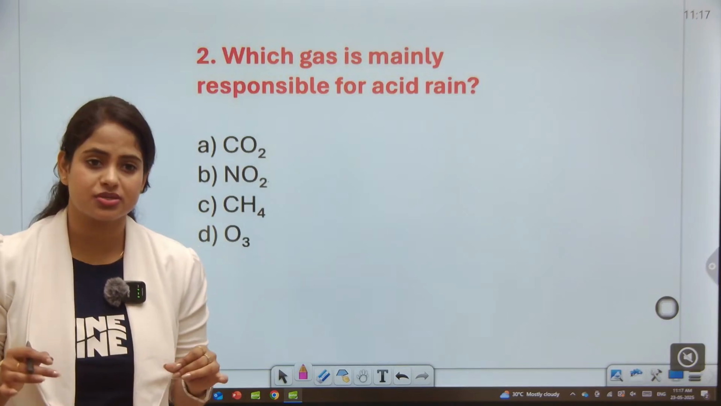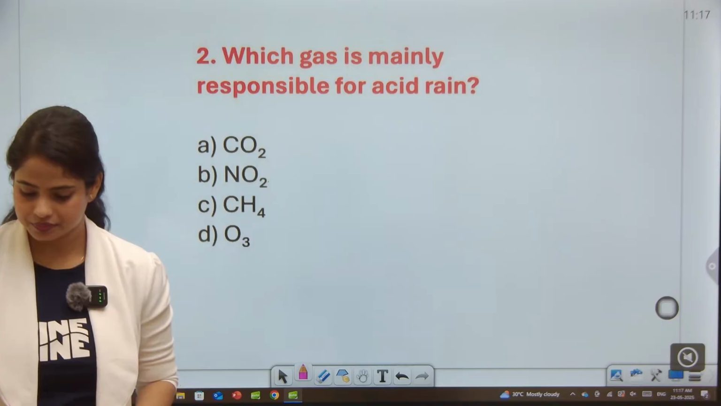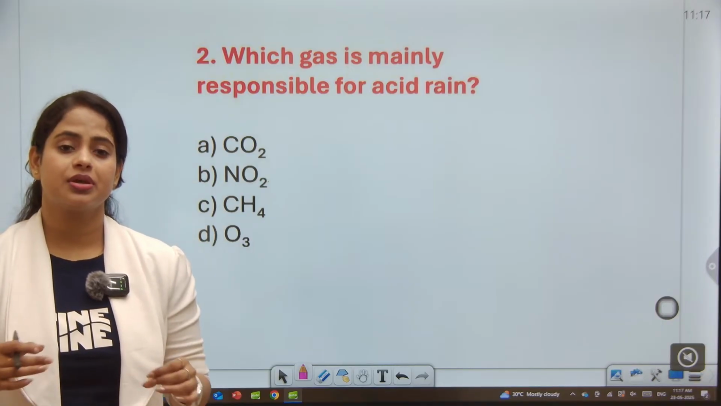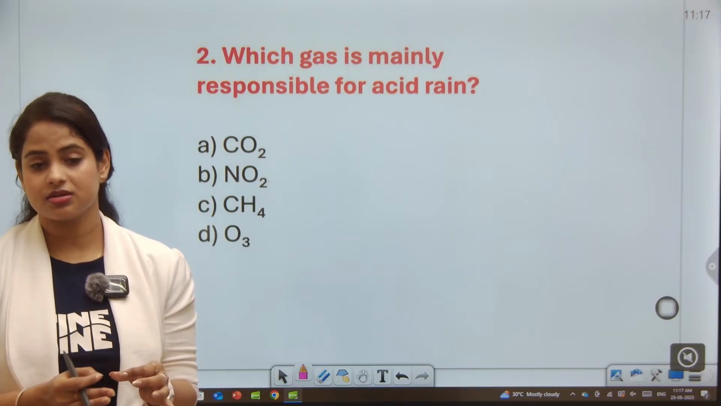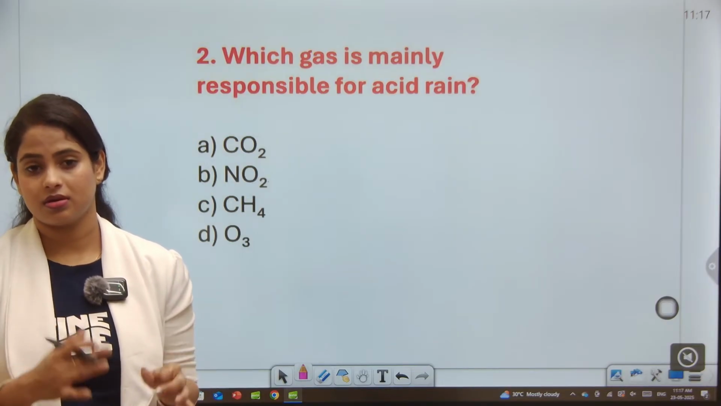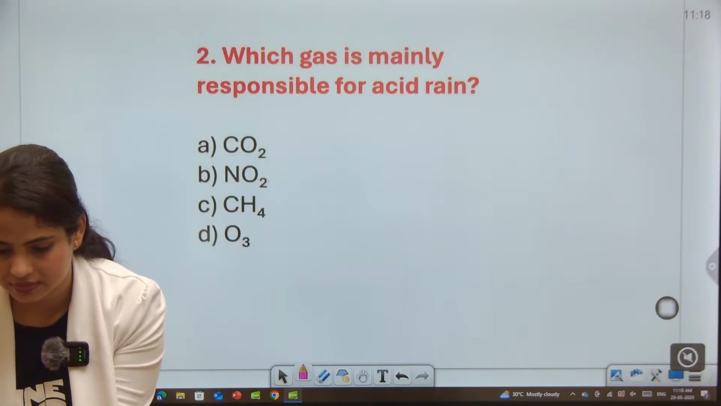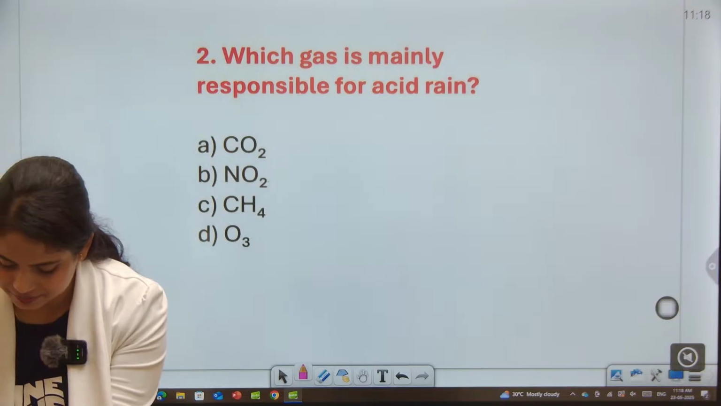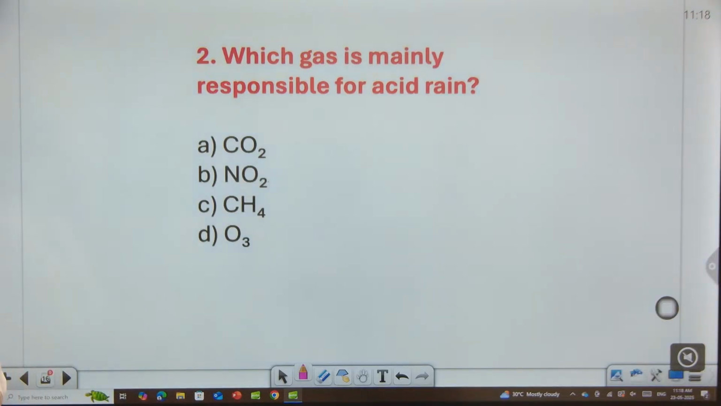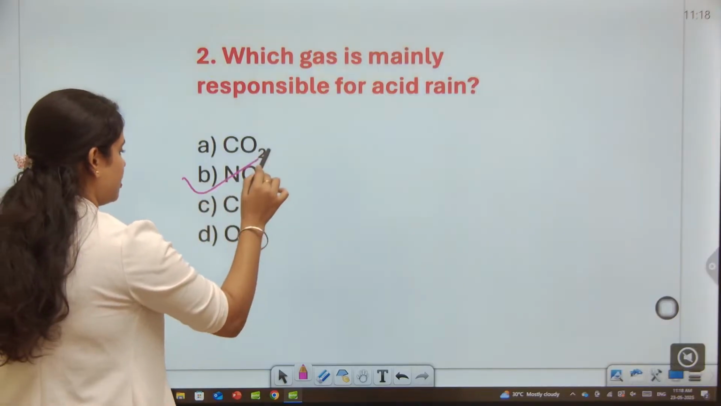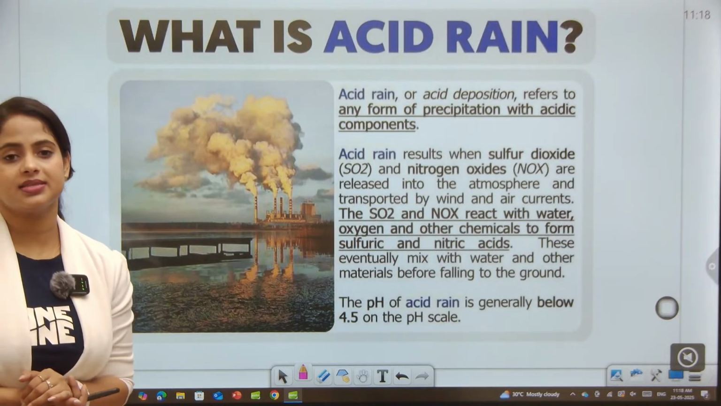Next, which gas is mainly responsible for acid rain? Carbon dioxide, nitrogen dioxide, ozone, or methane? What will be the right answer? This is nitrogen oxides. Tell me, what is acid rain, guys?